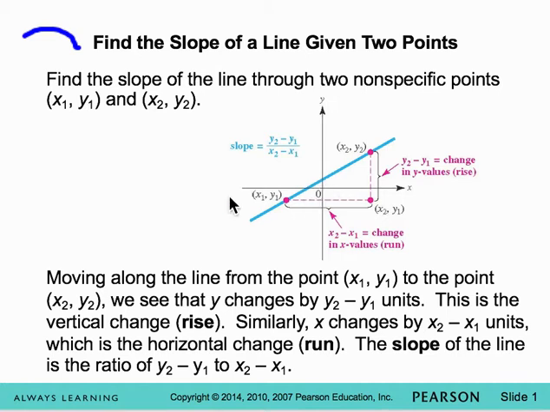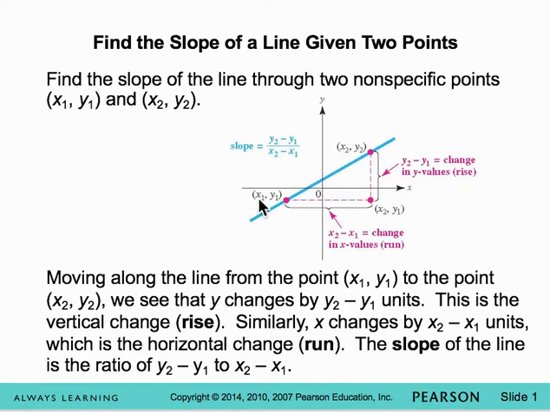Okay, so if they're all straight, the only difference in one line and any other line, other than where they're located, is how much they're sloping, right? So this idea of slope, the slope of a line, becomes very important. Okay, so let's see what it is.